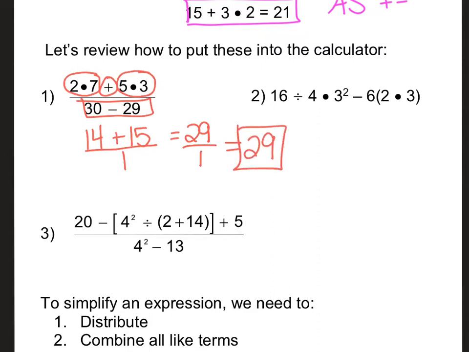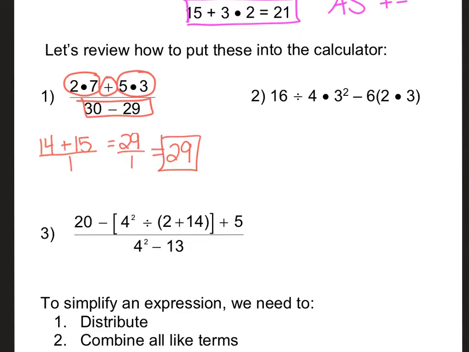So sometimes it is a little easier just to work it out by hand instead of worrying about plugging it all into the calculator. But remember that our calculators do understand order of operations, so that is an option for us. So look at number 2. Let's just talk this one out.